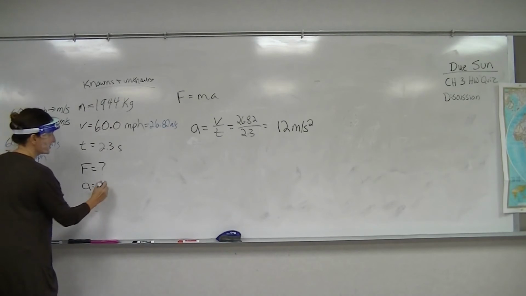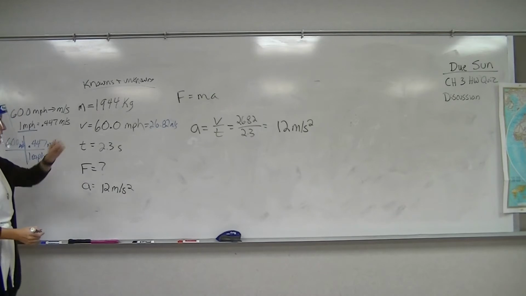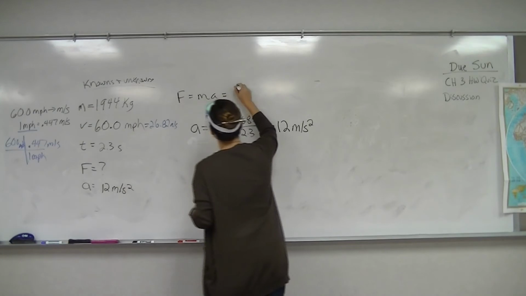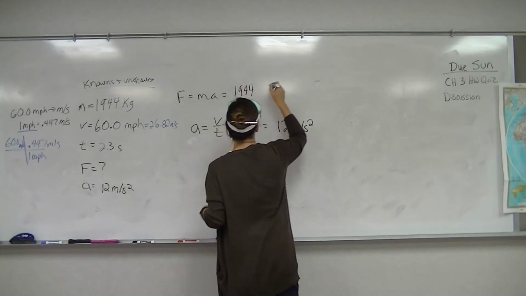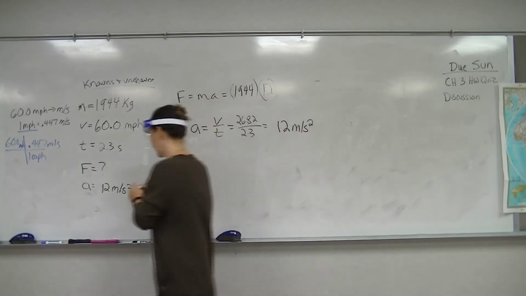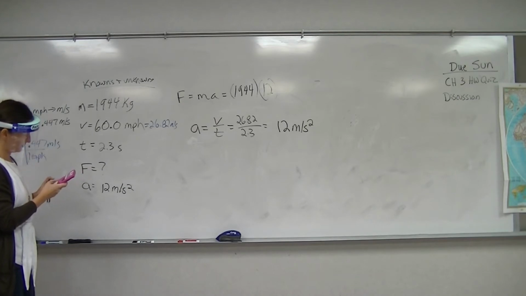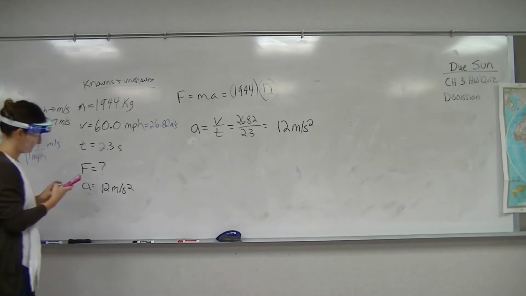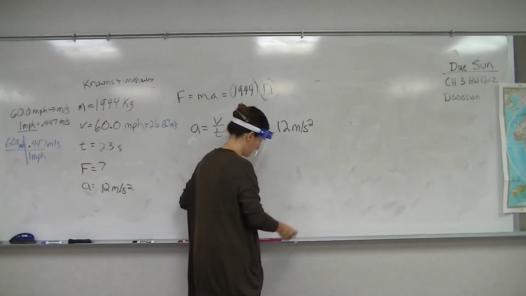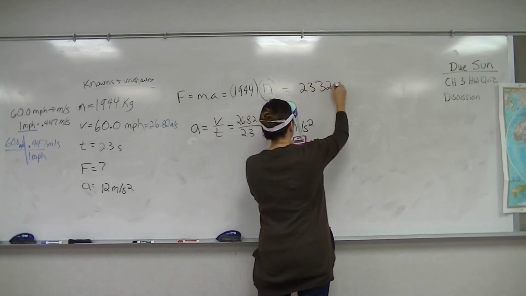All right, so I have acceleration. Now I can solve for force. So plugging it in here. My mass was 1944. Acceleration was 12. Just realizing I could have kept sig figs and stuff. Oops. That was a big number. Took a lot of force to get that car to go that fast. All right, so 2, 3, 3, 2, 8.